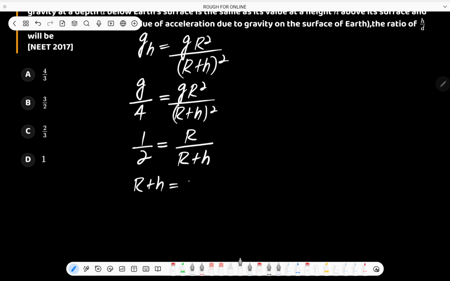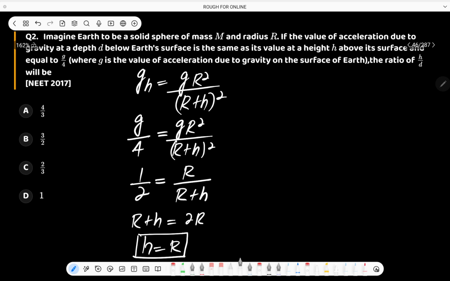So R plus h becomes equal to twice R. 1 R and 1 R will cancel. So h is equal to R. So this is the value of the h, that is R.